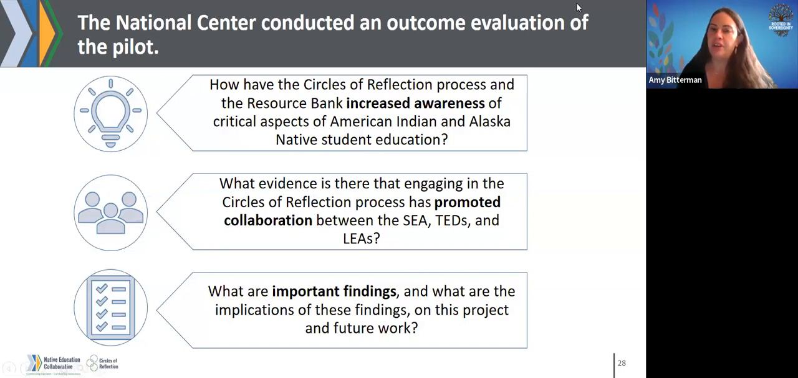And these are the 3 questions that we wanted to dig into and try to answer. We wanted to know if circles of reflection increased awareness of critical aspects of American Indian and Alaska Native student education. We wanted to know if there was evidence, and what that was, that engaging in circles of reflection promoted collaboration. And then, what are some of the important findings and implications of this work?